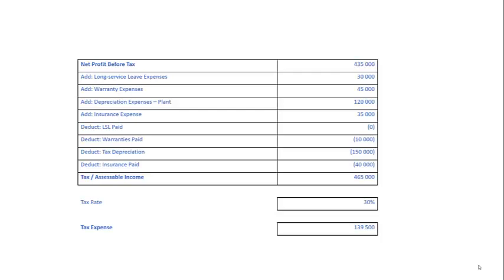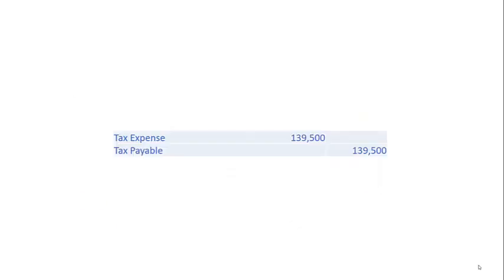We then calculate the tax payable in the current period, and that gives us, at 30 cents in the dollar, $139,500. And so we'd recognise a tax expense and a tax payable of $139,500. And that's how we calculate the current tax payable and the resultant expense.